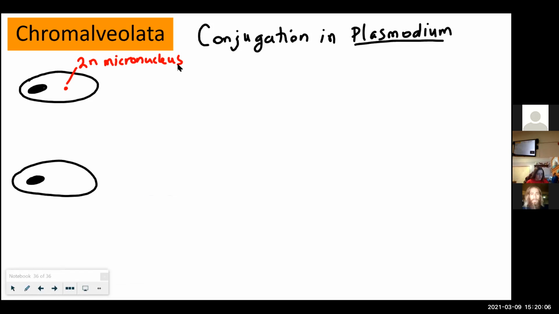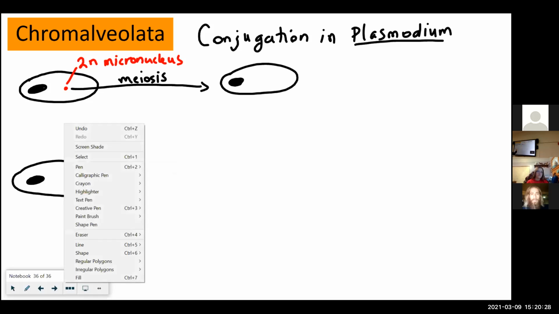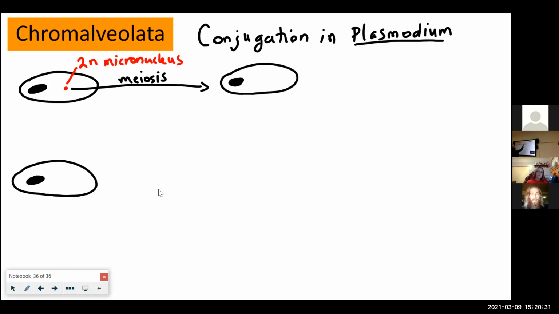It undergoes meiosis. Okay? This micronucleus undergoes meiosis, but no cytokinesis. Because it undergoes meiosis, the end result is you still have this macronucleus. It's 4 micronuclei, but now they're haploid. Okay, these are N haploid micronuclei. You guys with me so far?